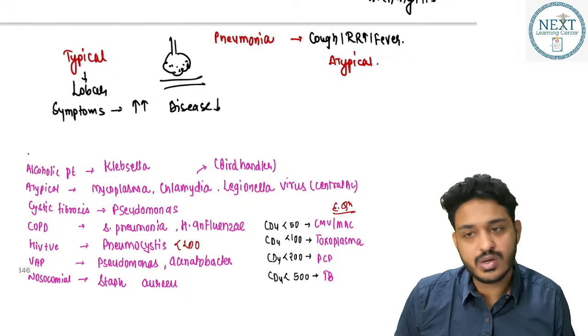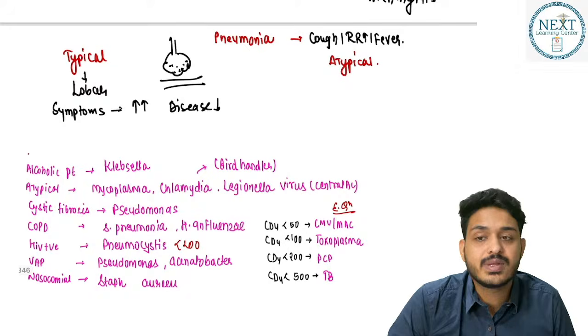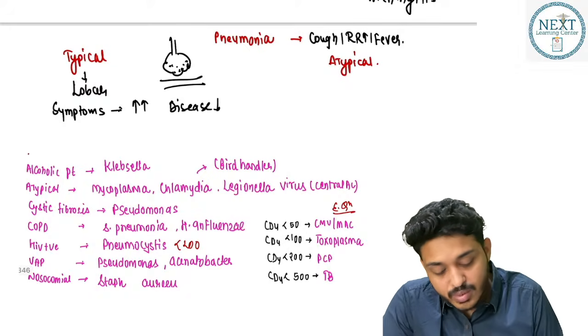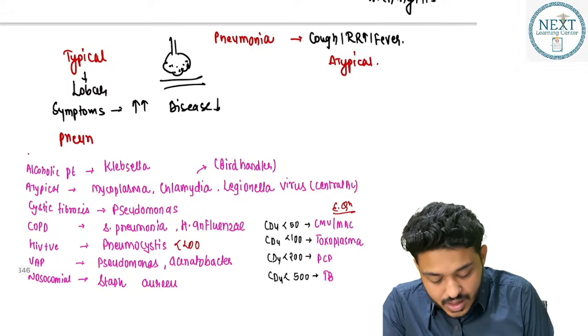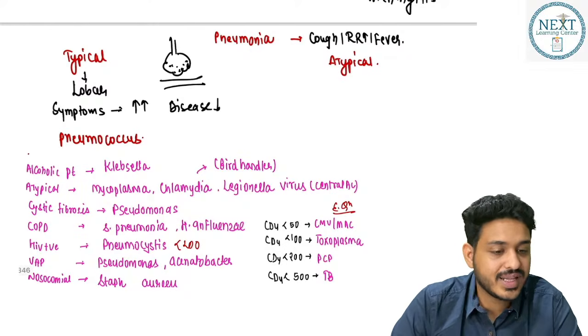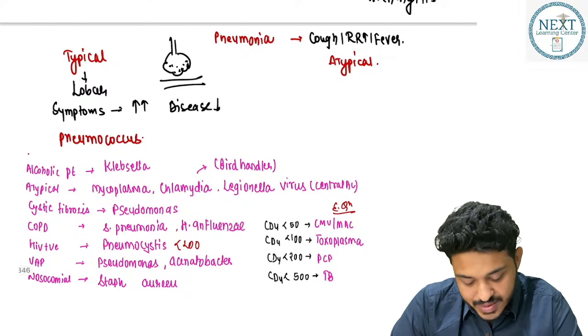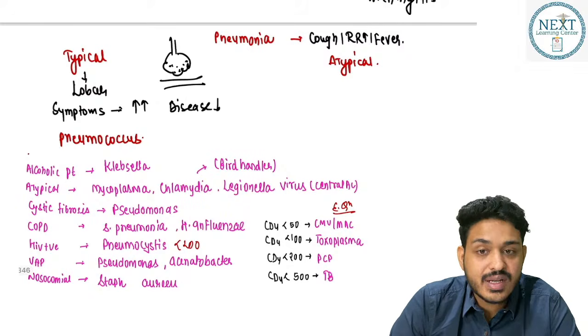This is going to be what? Lobar pneumonia, right? Symptoms are more, but the disease is less. What is the most common cause for typical or lobar pneumonia? The answer will be pneumococcus or Streptococcus pneumoniae. This is the most common cause of pneumonia. More symptoms, less disease, right? You go for an HRCT scan, you will find only 5% of the lungs are damaged.